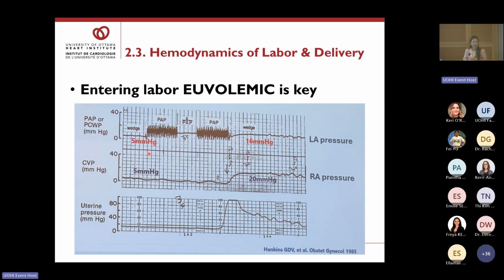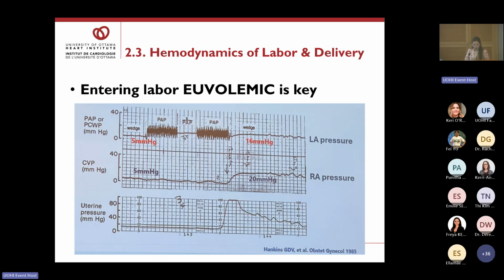So this patient, when the contraction starts, is seeing an increase in her wedge from 5 to 16 and a CVP of 5 to 20, which can be very well tolerated in a normal heart, but could be very difficult in someone with underlying cardiomyopathy or obstructive disease.